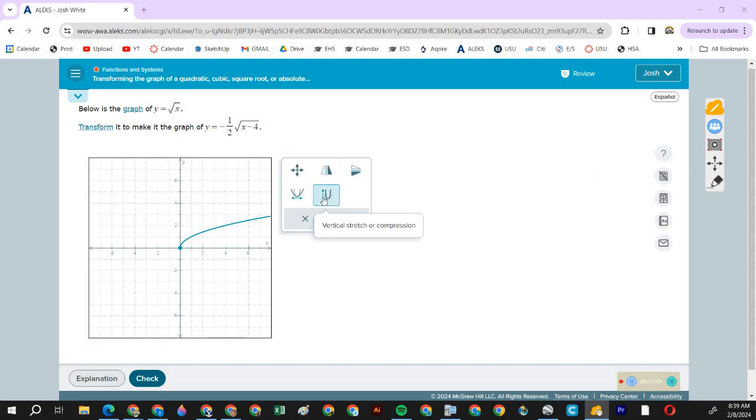So I want to change its height. So I change this from 1 to 1/2. And then I flip it upside down. And then I'm going to move it over 4. Guess I did that in the wrong order. You should move it, shrink it, and then flip it.